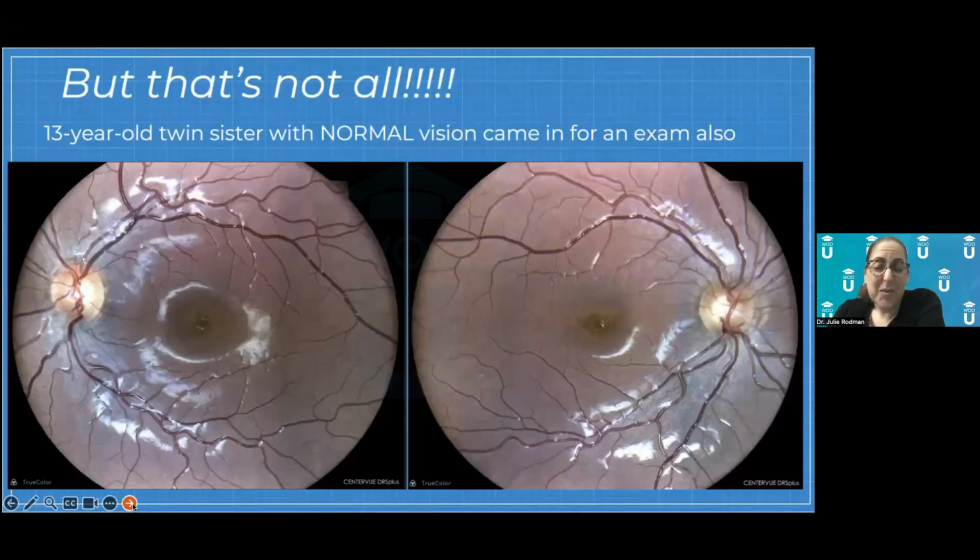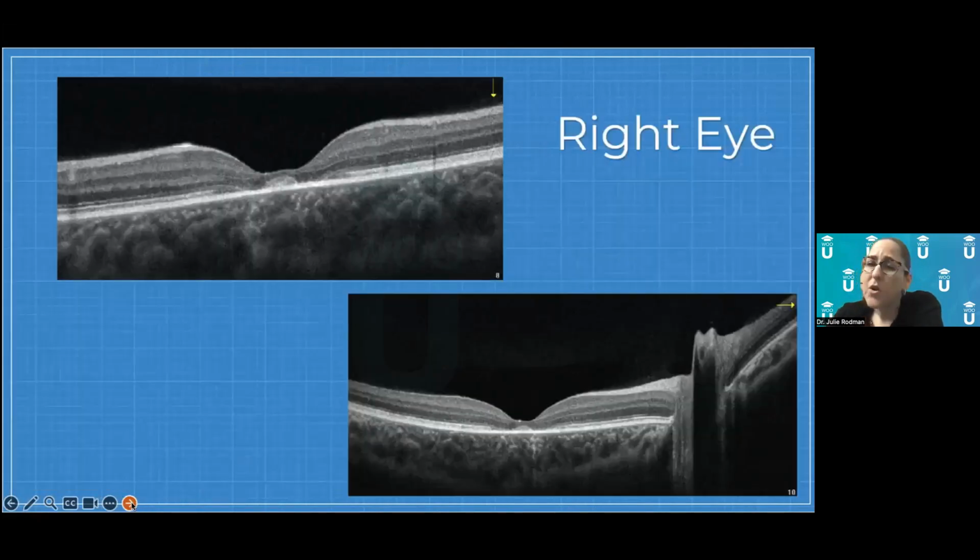But that's not all. Before I get to the diagnosis, her twin sister is in the room next door, and she comes in for an eye exam also. And these are her fundus images. So it's going to look familiar, because she also has a bullseye maculopathy, not as significant as her sister's, but certainly there's something going on in both eyes as well here. Her OCT also doesn't look great.